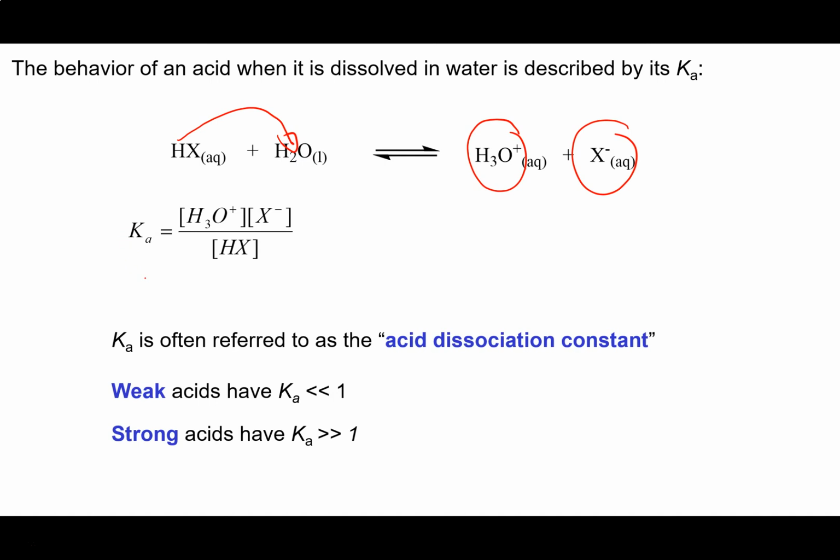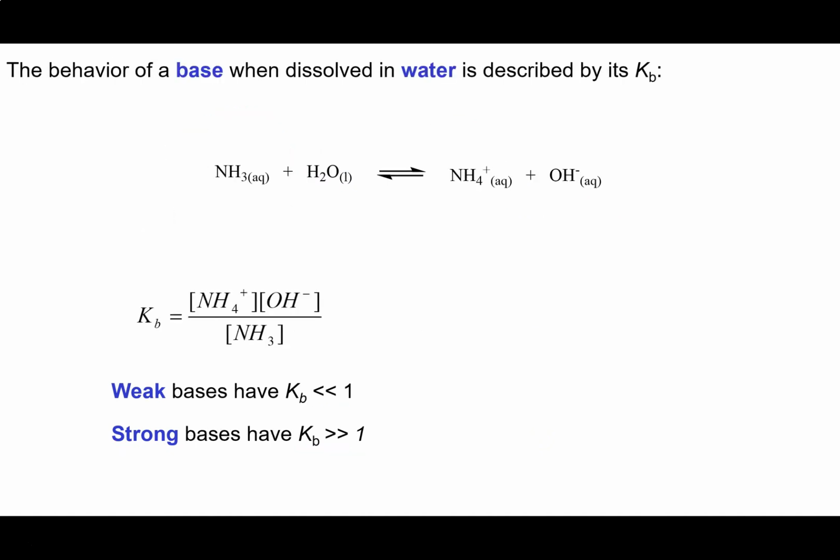Ka, the acid dissociation constant, is simply products over reactants. And remember, we don't have to include the water as a reactant because it is a pure liquid. All we have to really keep in mind is that weak acids have small Kas, much less than 1, and strong acids are going to have big Kas, much greater than 1. Tables of these are in the back of your book, should you need them.